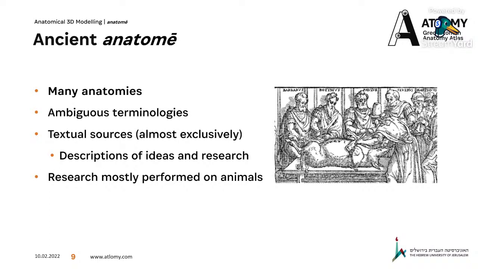We have a large corpus of anatomical texts offering descriptions of anatomical ideas, of the anatomical research, how to actually go about a particular dissection and what one sees. And we need to remember that the research in antiquity was mostly performed on animals. There was a period of time when humans were also dissected and probably also vivisected, that is, looked at and operated on while they were living in order to learn about the anatomy.